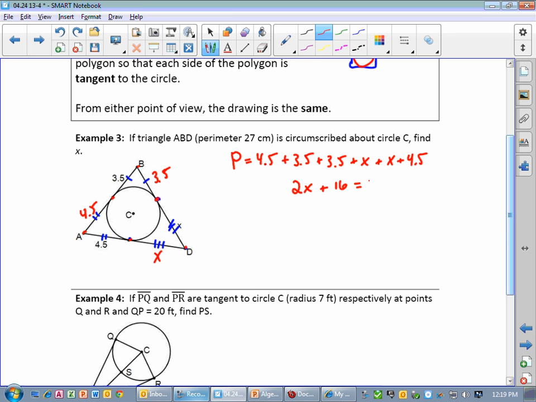So 2x plus 16 must equal 27. And that's an equation we can solve. It's a two-step equation. So subtract 16 from both sides. So 2x must equal 11. Cut each one in half. So x must be 5.5.